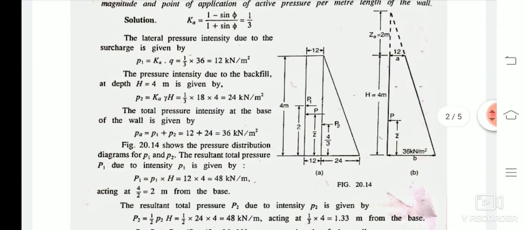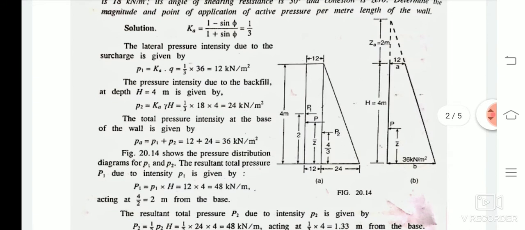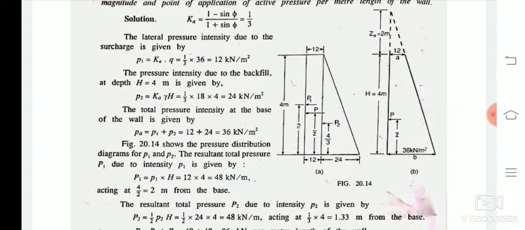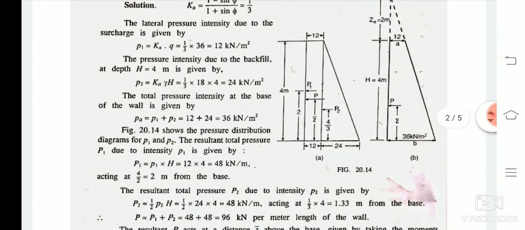In the second figure, you can easily see the intensity of the pressure at the top of the wall and at the bottom of the wall. So there are two pressure distribution diagrams for P1 and P2. If we find the resultant pressure, capital P1 is given by 12 into 4, for the rectangular portion, which is the surcharge portion. So 12 kilonewton per meter square pressure is acting on a 4 meter wall, so the resultant will be 48 kilonewton per meter.